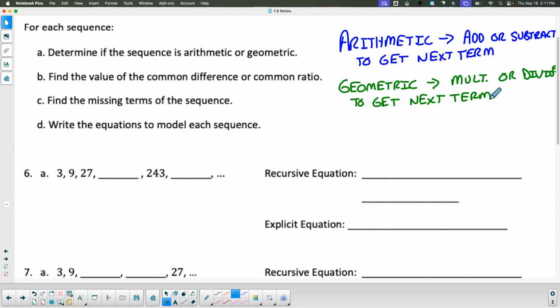Now, it then went on to say, find the value of the common difference. The common difference is whatever you are adding or subtracting to get your next term in an arithmetic sequence. Or find the common ratio. The common ratio is whatever you are multiplying or dividing to get your next term in a geometric sequence. Okay? All right. So number 6. What are we doing?